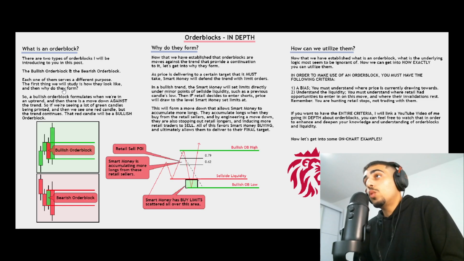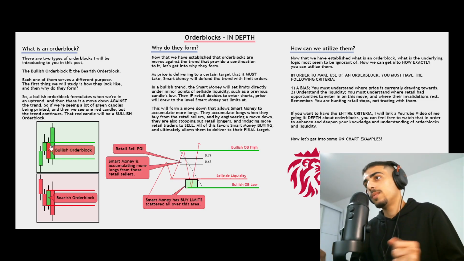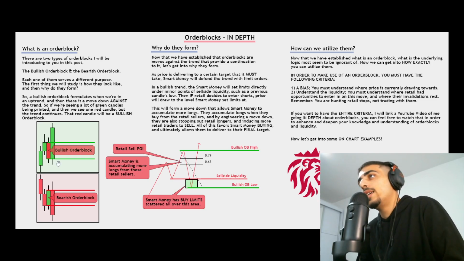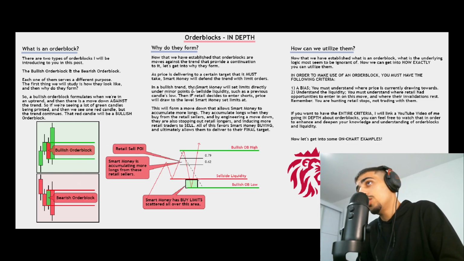So, why do they form, and why is this important? The reason these types of order blocks form is because smart money accumulates orders within them. So within a bullish order block, smart money is accumulating longs, and within a bearish order block, smart money is accumulating shorts. How so? Let me show you.